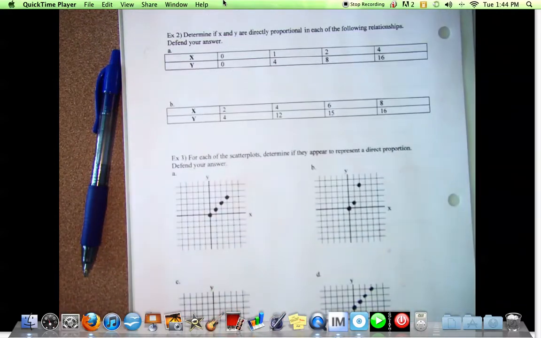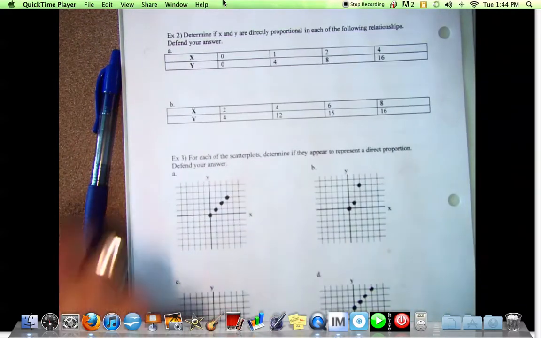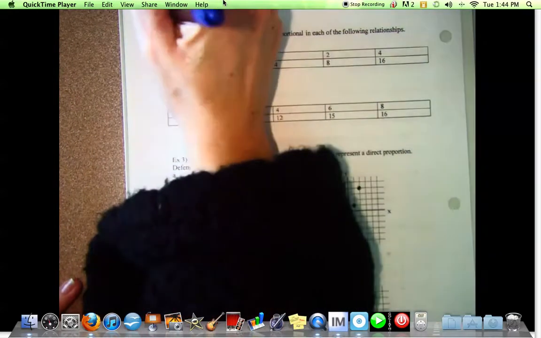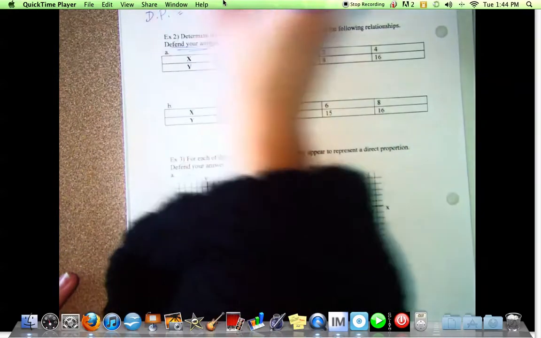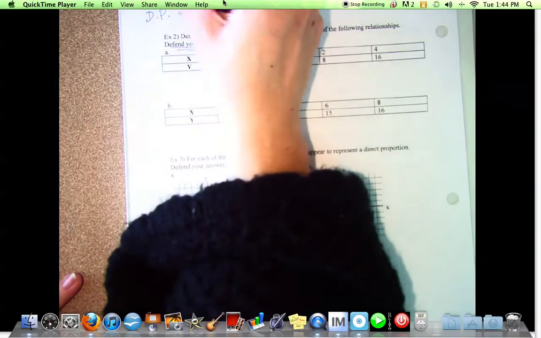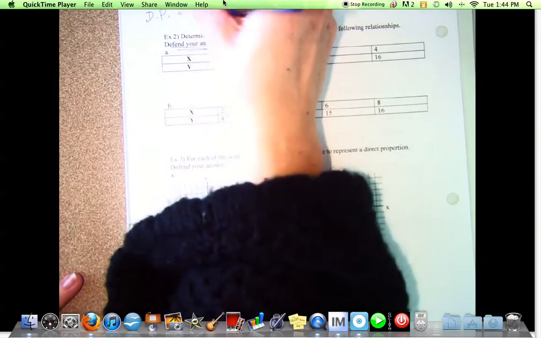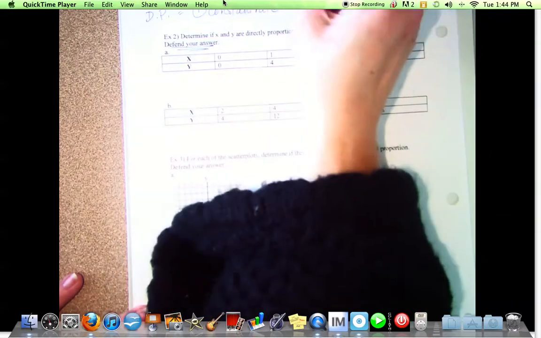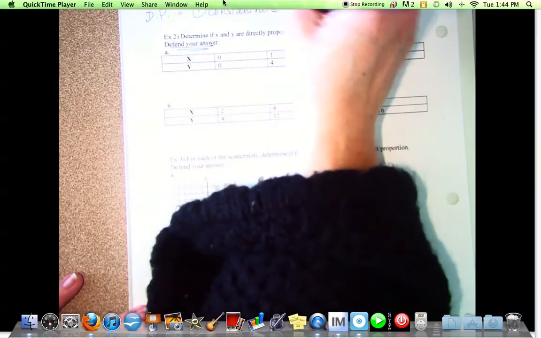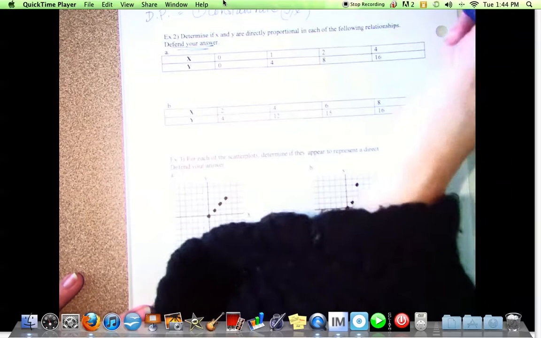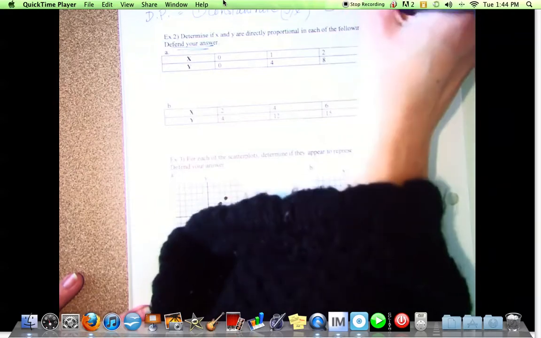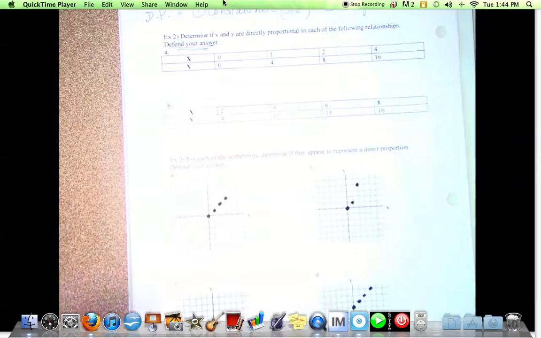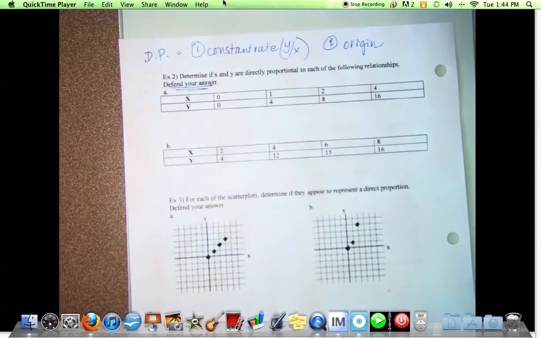Determine if x and y are directly proportional in each of the following relationships. Defend your answer. So, in order for items to be directly proportional, what two things have to happen? They have to have the same slope. Okay, constant rate. How do we find the constant rate? Rise over run. Divide y by x. And what's the other thing that has to happen? Has to go through the origin. Yes, very nice. These two things have to occur: constant rate, and it has to go through the origin.